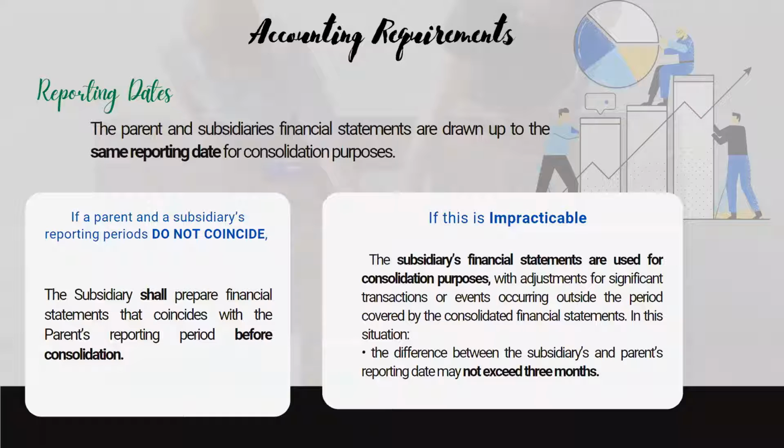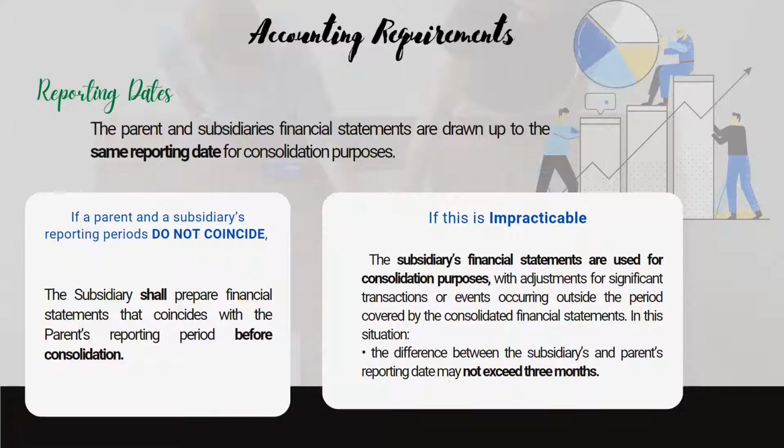Next is the accounting requirements. First is the reporting dates. The parent and subsidiaries' financial statements are drawn up to the same reporting date for consolidated purposes. If a parent and a subsidiary's reporting periods do not coincide, the subsidiary shall prepare financial statements that coincide with the parent's reporting period before consolidation.